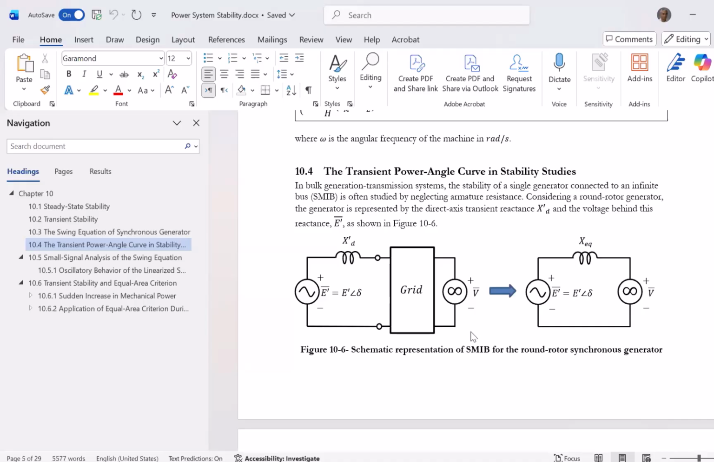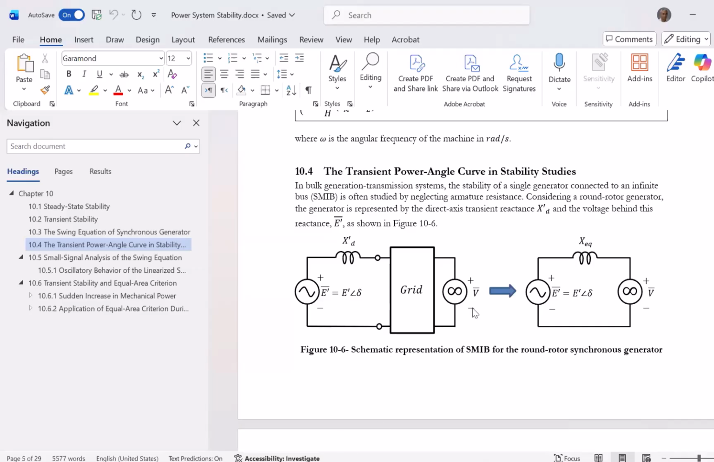And usually in stability studies, we start from a generator which is connected to an infinite bus, and we want to study the behavior of that generator. We want to see, with the mismatch between the mechanical and electric powers, how the power angle and frequency of that generator behave. That's the starting point of our stability studies.